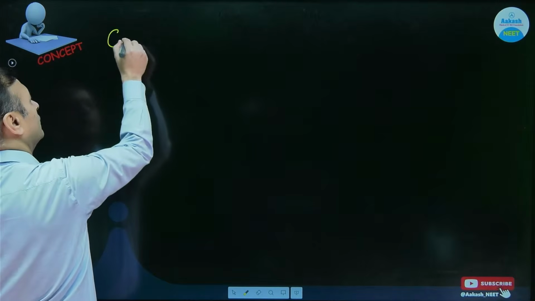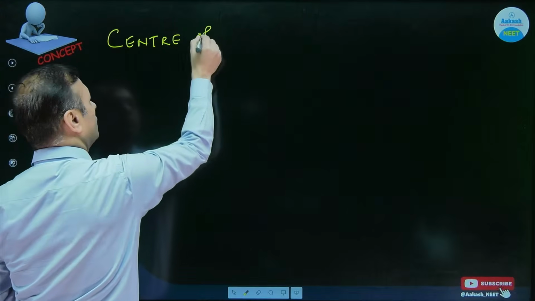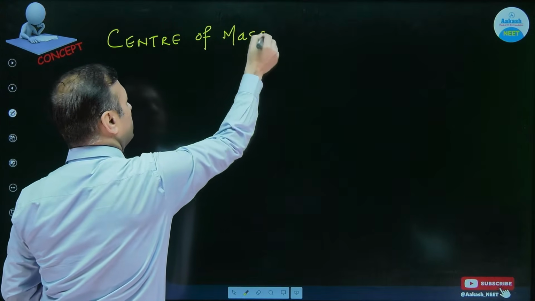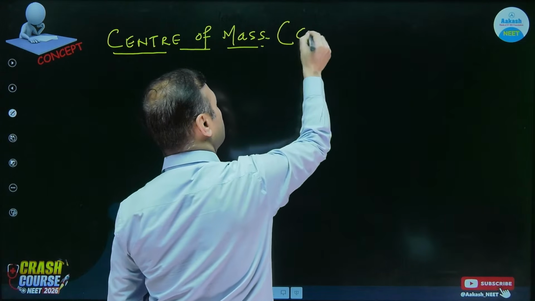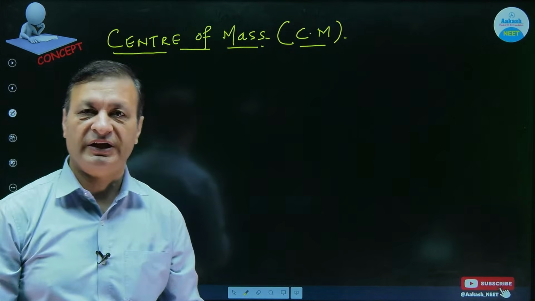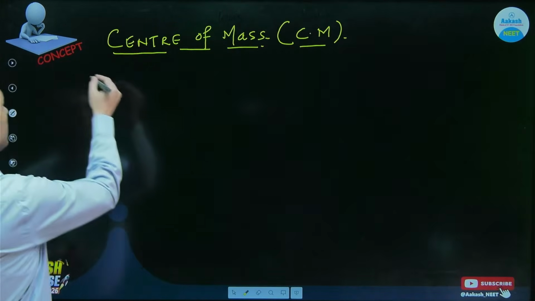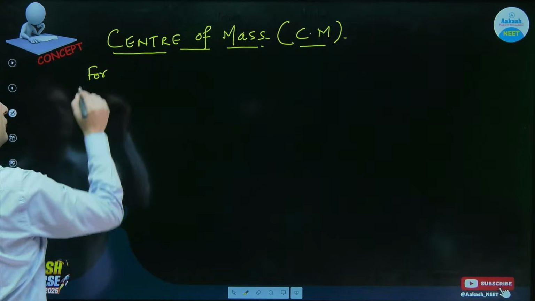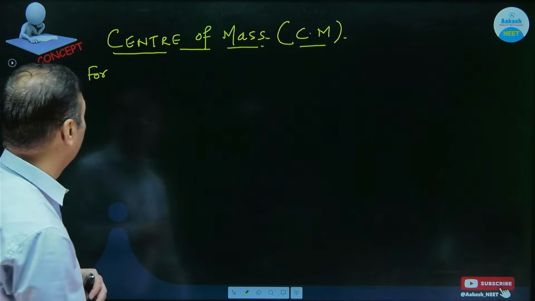So we have system of particles and rotational motion. It begins with center of mass. We'll be writing center of mass in abbreviated form as CM instead of writing it completely again and again. So what do you mean by center of mass? We'll put up a few theoretical conceptual points before we get into the numerical part of the center of mass.